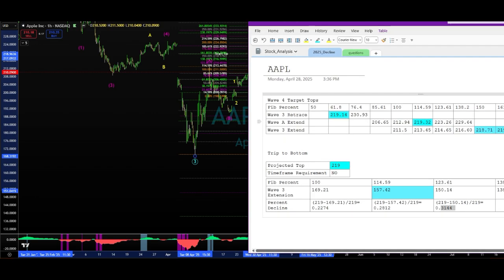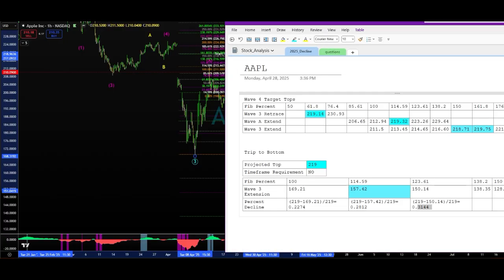Those 219s that I called out, so wave A has a 219 as a possible reversal point, and another 219 here at the 150 and 161% extensions. So that's why I highlighted 219. I believe 219 is our potential top for Apple. We'll see how it plays out.